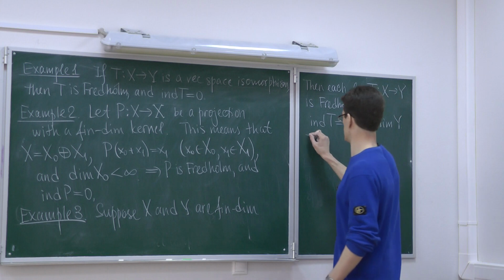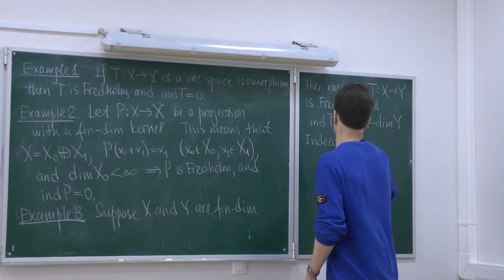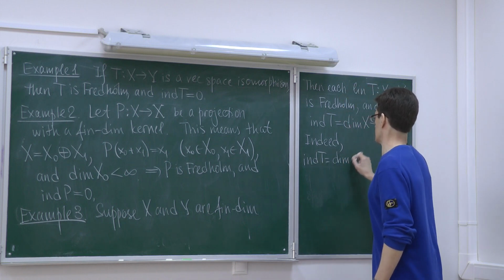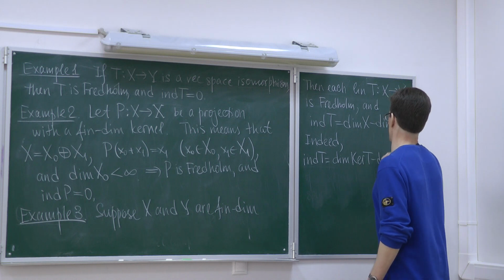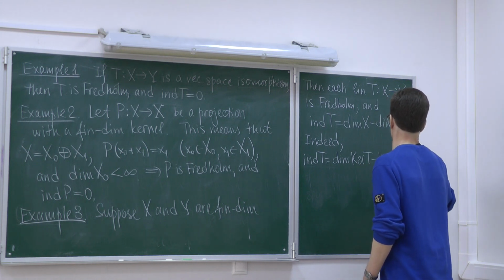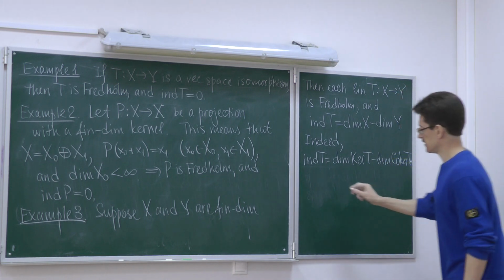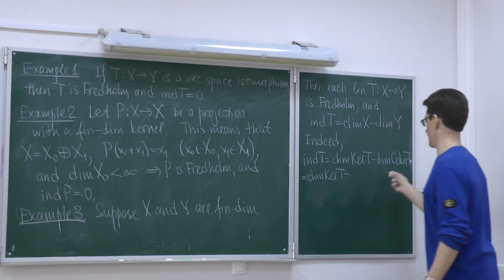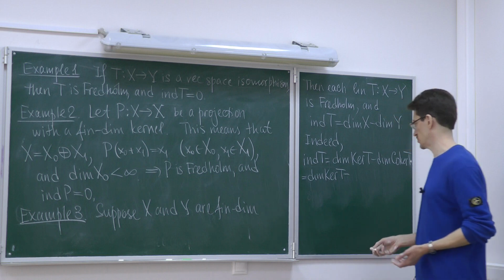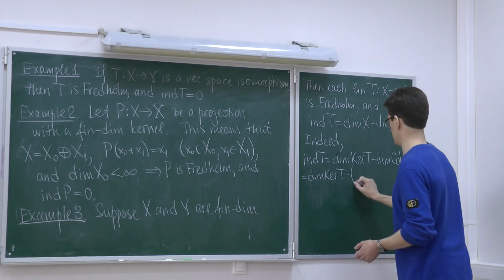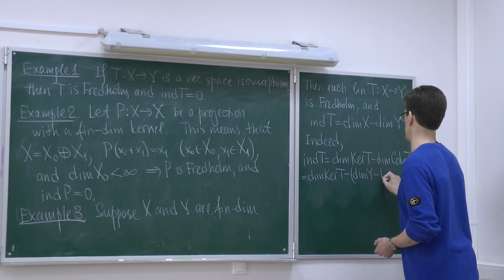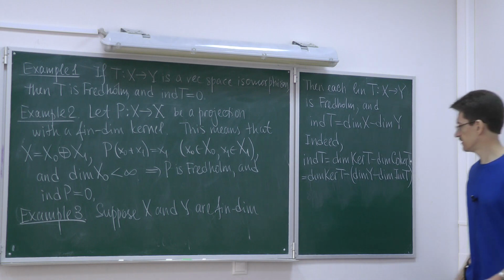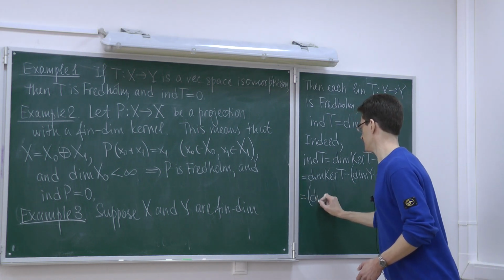Well, indeed, if we calculate the index, this is the dimension of the kernel minus the dimension of the co-kernel. Let's write this explicitly. So this is the dimension of the kernel minus, and the dimension of the co-kernel is, so the co-kernel is Y modulo the image, so this is the dimension of Y minus the dimension of the image of T. Now let's write this in the following way.